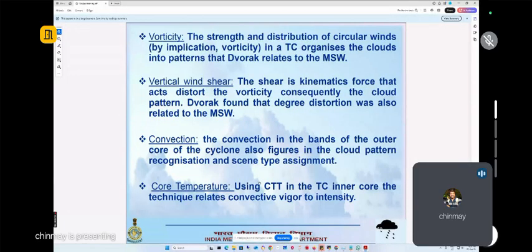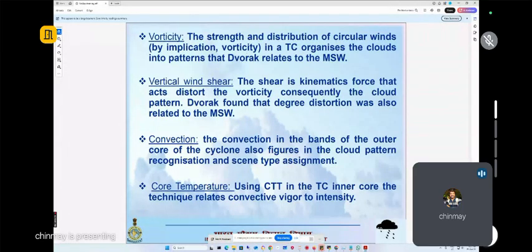And finally, it is core temperature. Using cloud top temperature, whatever is available in satellite IR1 imagery, you will know the strength of the convection. If the clouds are very cold, that means the intensity of convection is very strong. Or if there is an eye pattern, I will show you how it looks. Then what is the temperature at the eye? The eye is warmer compared to the clouds. So that also gives you an idea about the intensity of the cyclone.